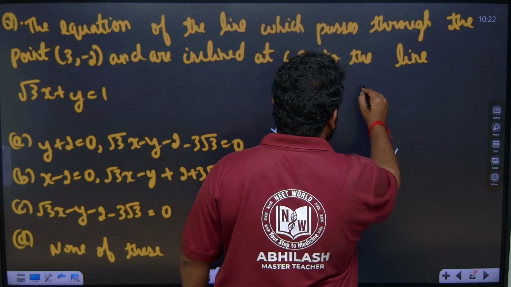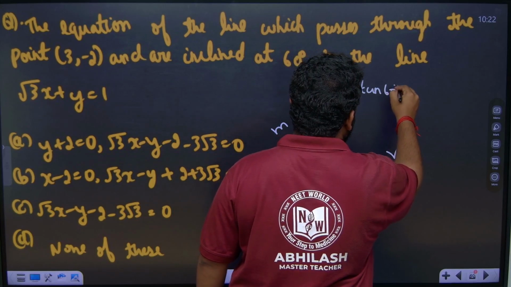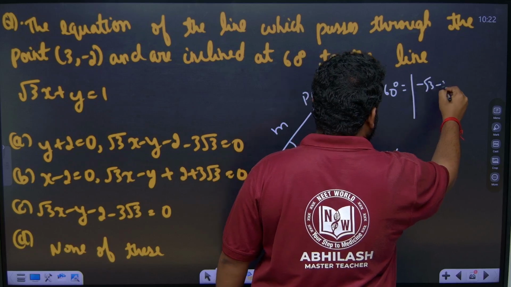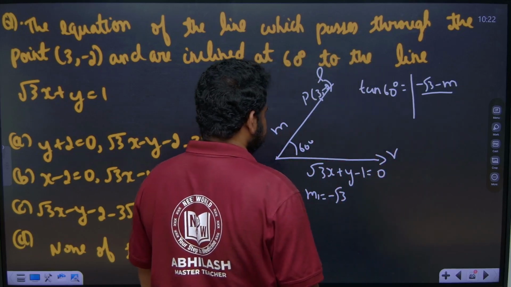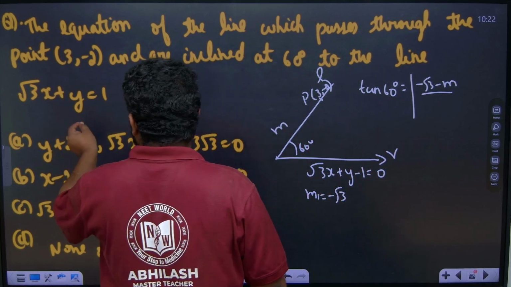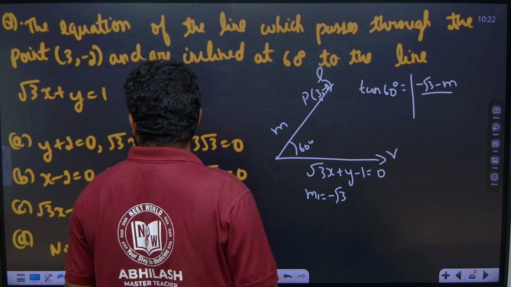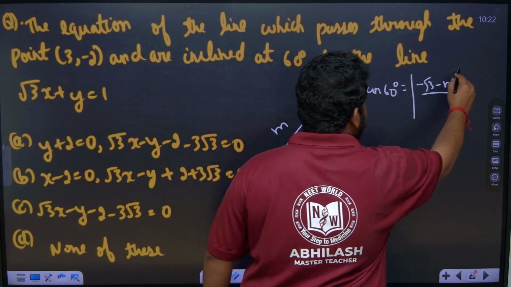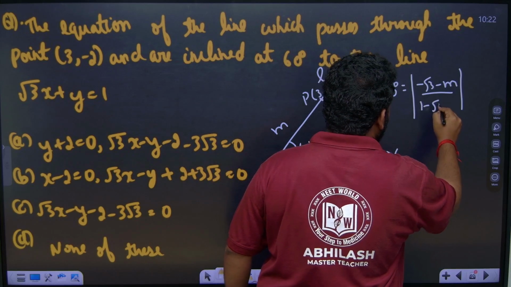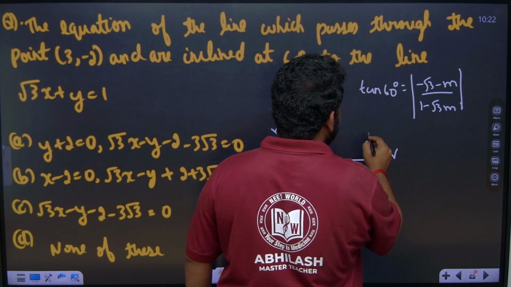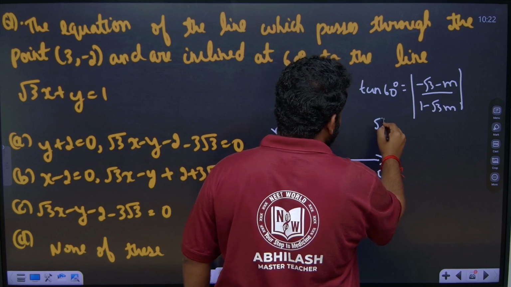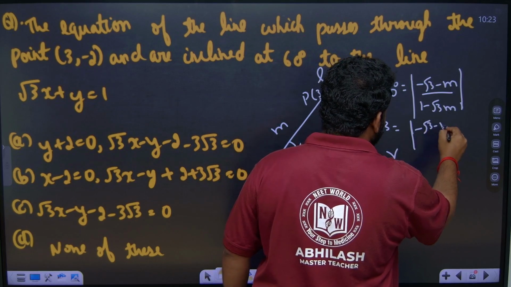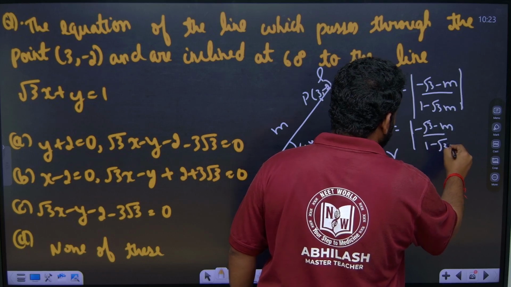So this will become what? Tan 60 is equal to m1 minus m2, that is minus root 3 minus m, divided by 1 plus m1 m2. m1 is minus a by b, that is minus root 3 only, correct. So this will become 1 minus root 3 m, you will get it. Tan 60 is root 3, so root 3 is equal to minus root 3 minus m by 1 minus root 3 m. This is what we get.